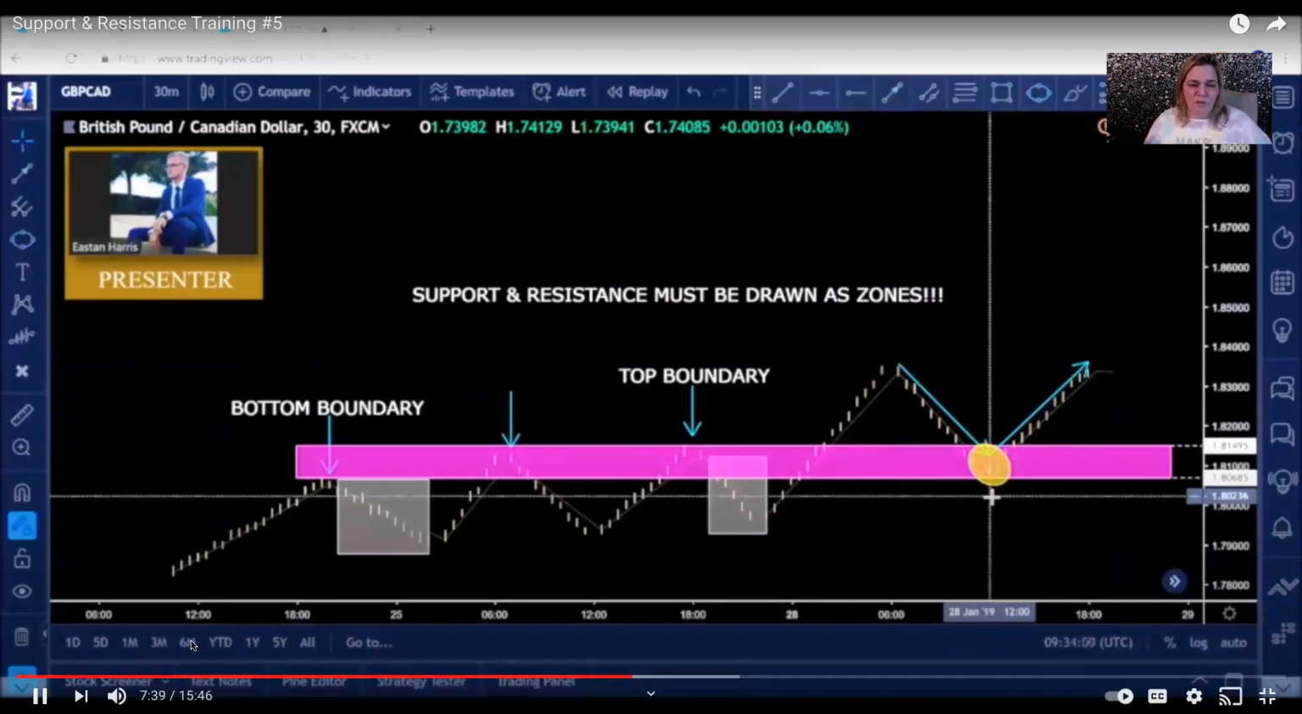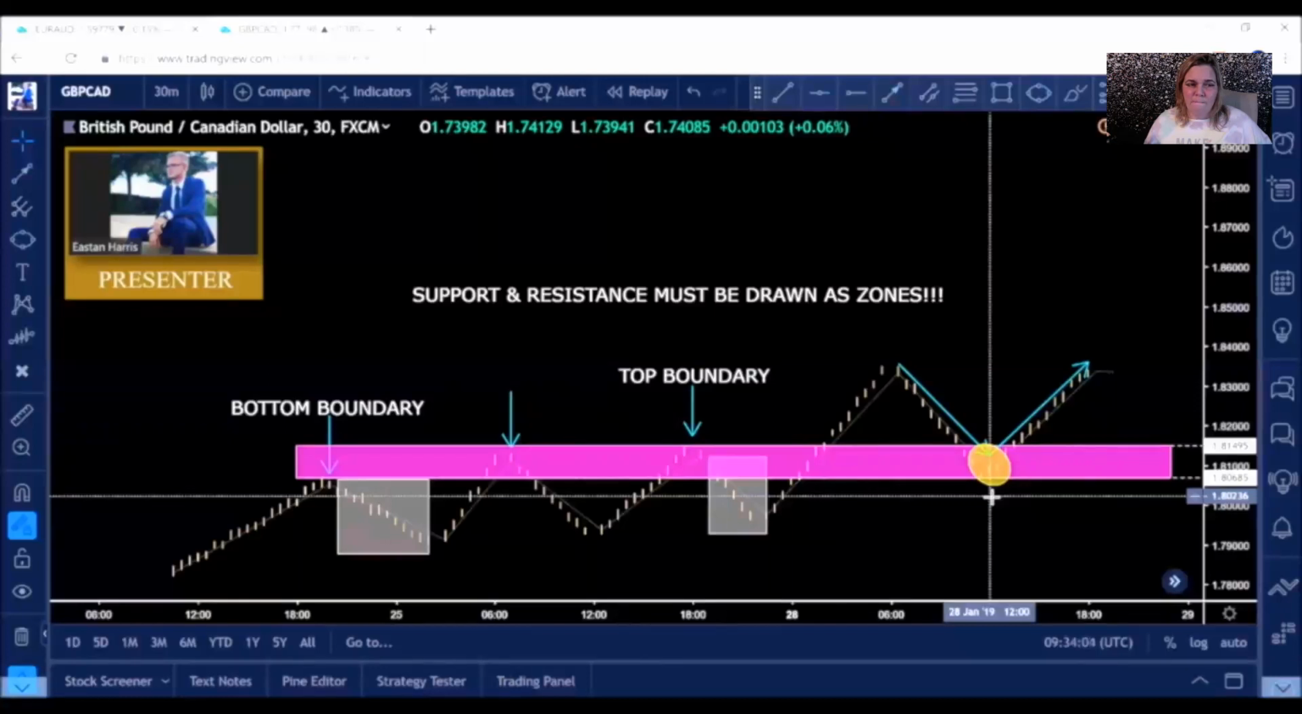You know, this is how support and resistance zones work. This is specifically how you draw them. Now we're going to dive into the chart, and I'm going to show y'all exactly how to do this whole process within a real chart.